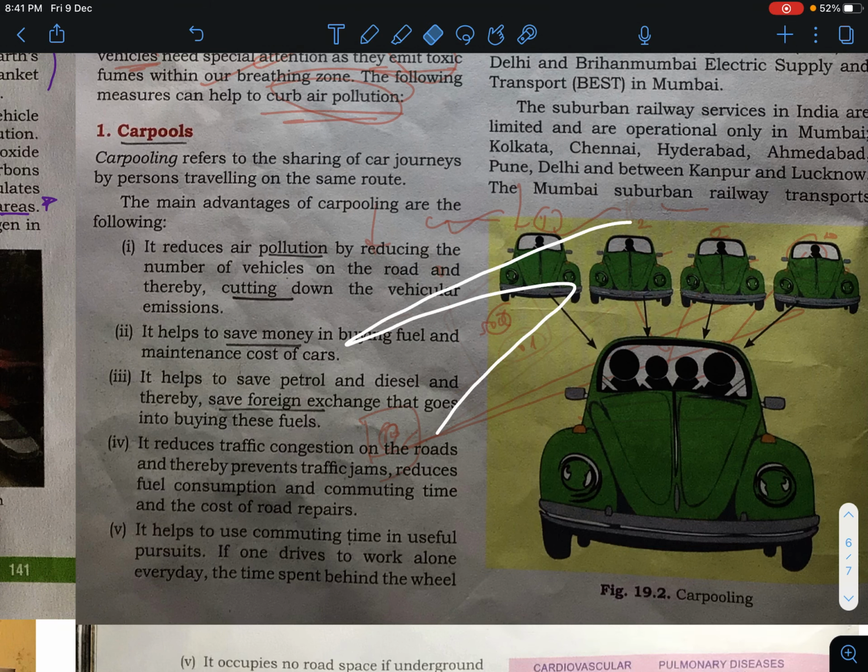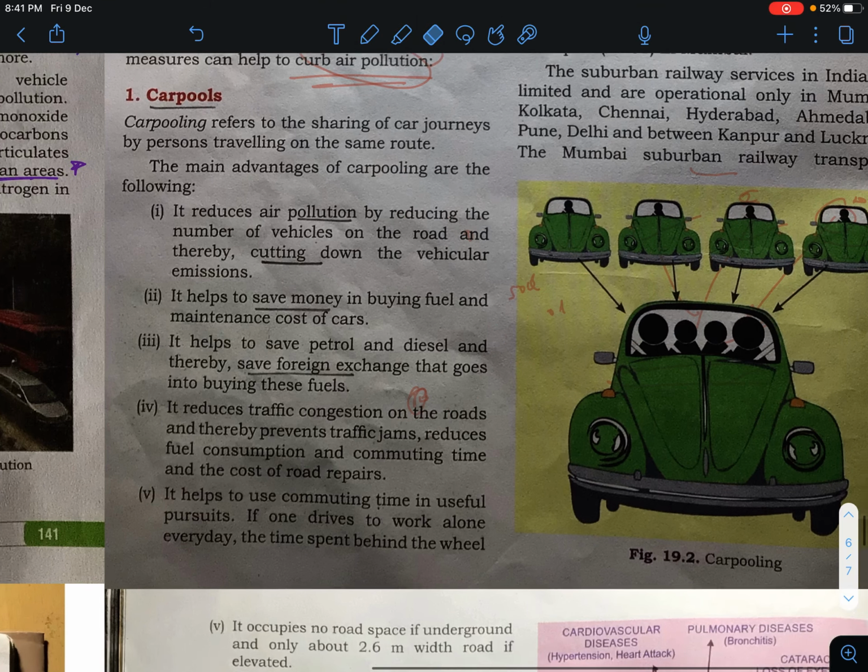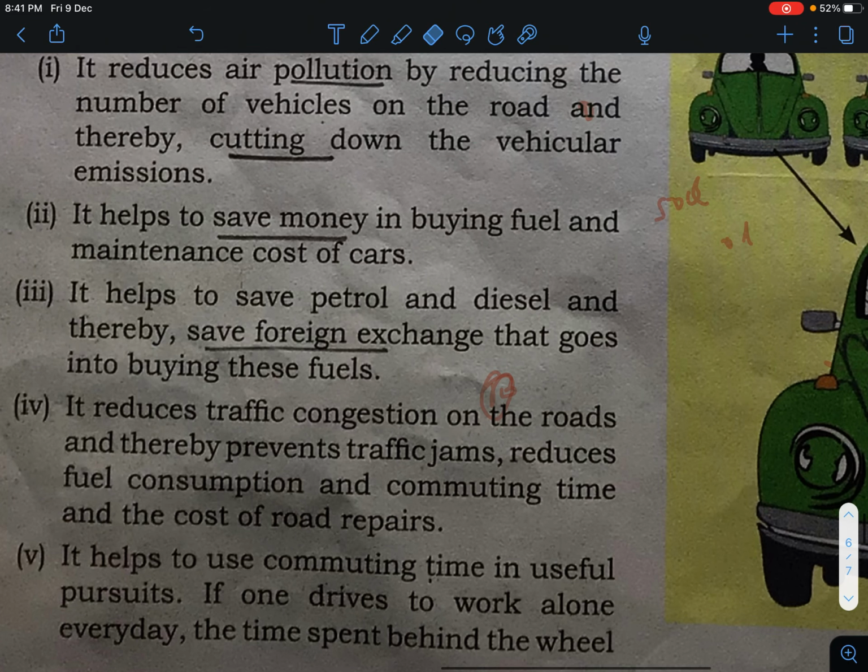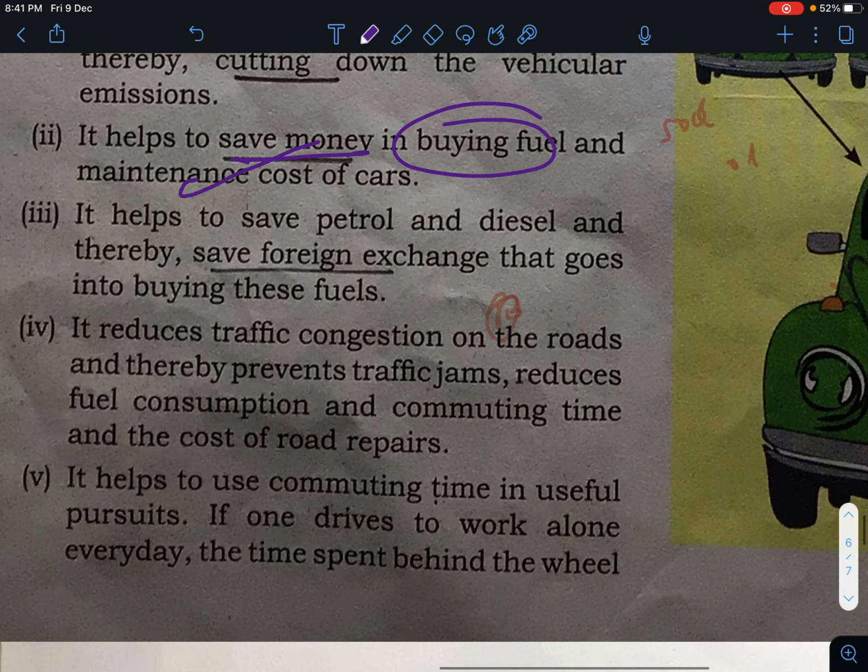Now, it helps to save money. From here we can conclude that we are actually saving money in buying the fuels and in the maintenance cost of the cars. It helps to save petrol and diesel and thereby save foreign exchange, and that goes into buying these fuels. Means we are buying this fuel from where? Russia.